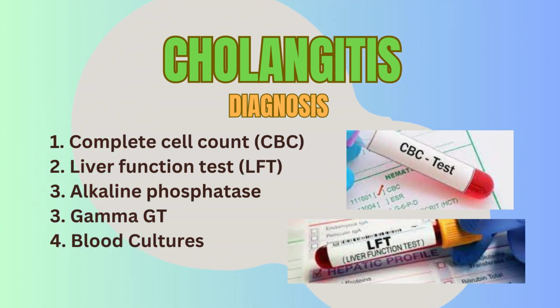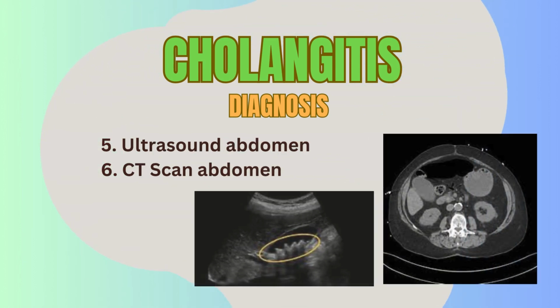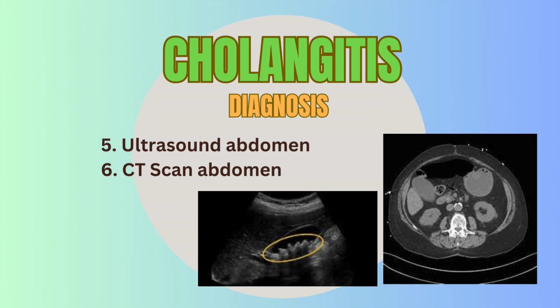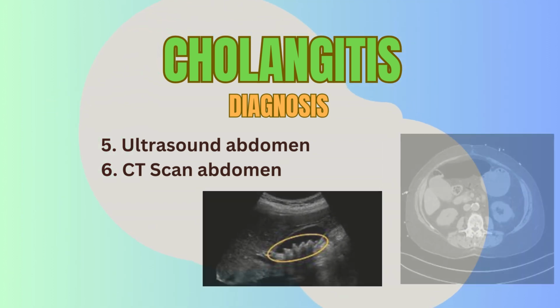1. Complete cell count, to see infection count. 2. Liver function test, that will show raised bilirubin levels and SGPT. 3. Alkaline phosphatase, that will be raised. 4. Gamma GT, that will be raised. 5. Blood cultures may be performed to identify the specific bacteria causing the infection. 6. Ultrasound upper abdomen, or whole abdomen. 7. CT scan abdomen, which can help identify the cause and extent of the blockage.